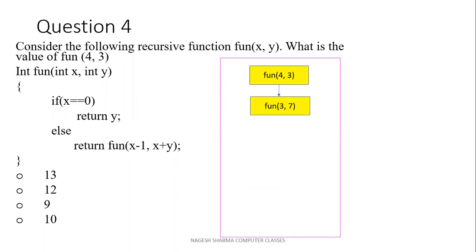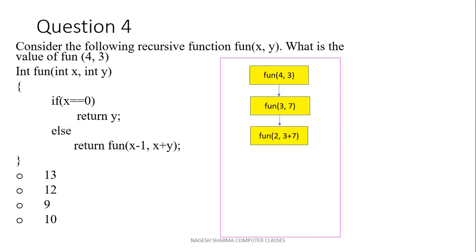So now again we can see there is a recursive call for this function also. fun(3, 7), x is 3 now and y is 7. So again x is not equal to 0, so you will again recursively call the code.